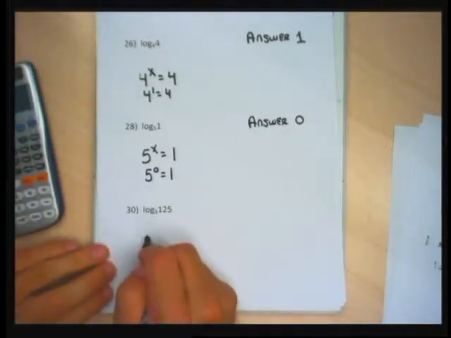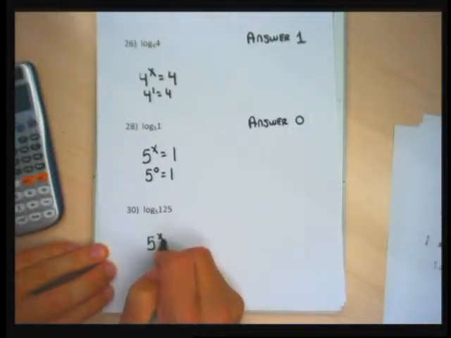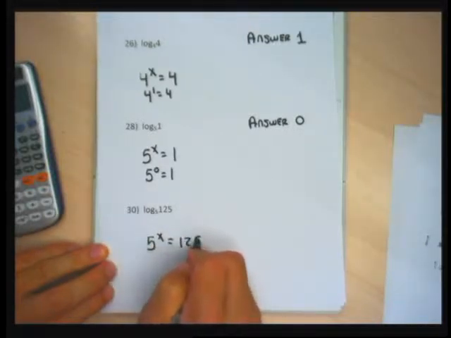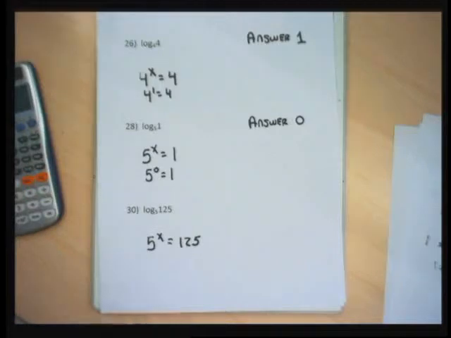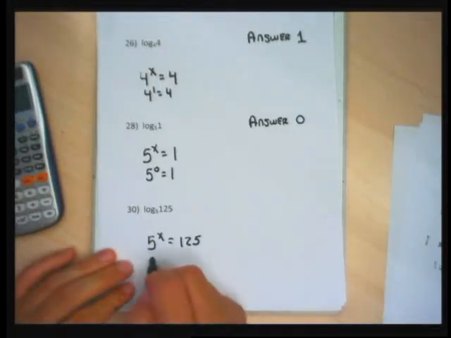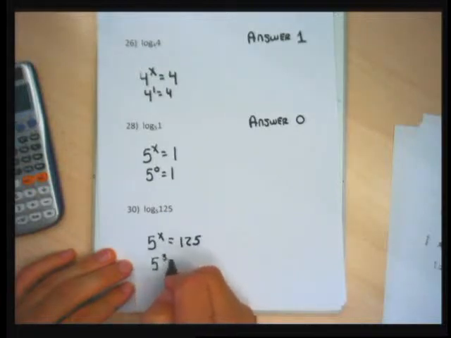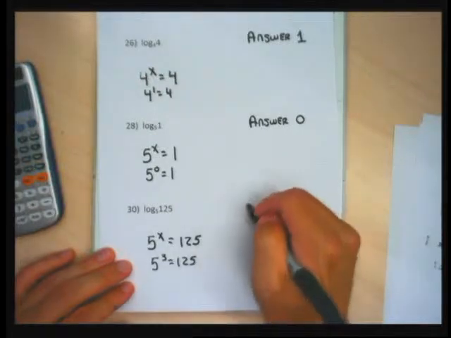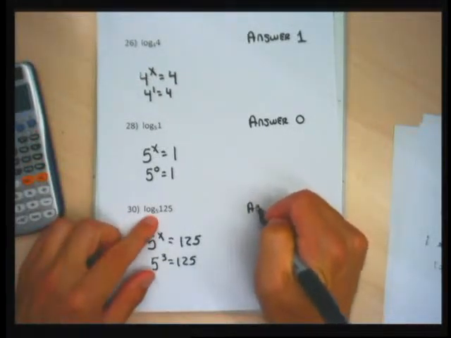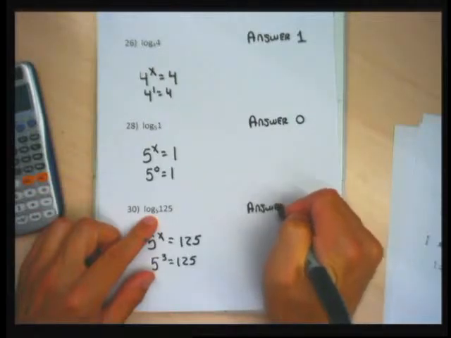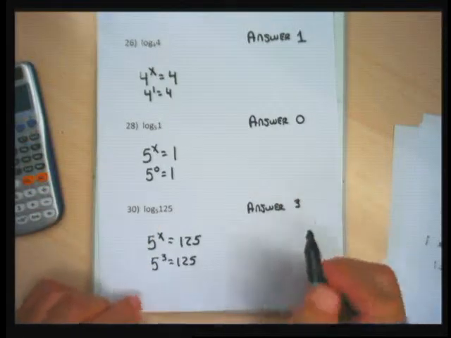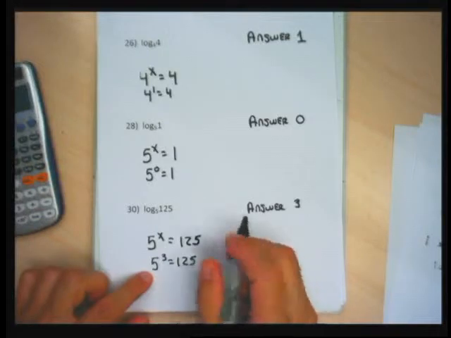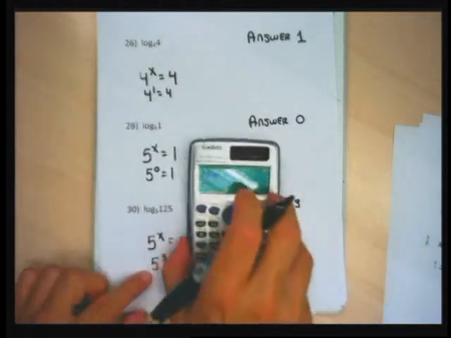30 is asking the question, the base 5 to what power is the argument 125? If that's just a common fact for you, then you know the answer is 3. If you don't know your powers of 5 that well, then you don't know that this equals 3. But the reason my calculator is going to come back and tell me this equals 3 is because this is asking the question, 5 to what power is 125? And the answer to the question, 5 to what power is 125, is 5 to the third power is 125, so the answer is 3.